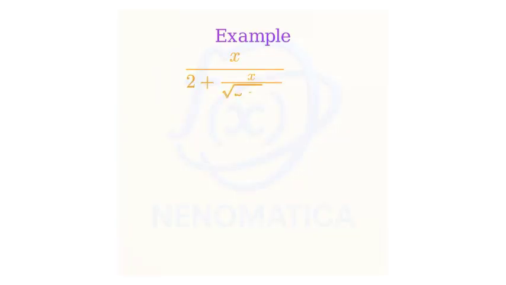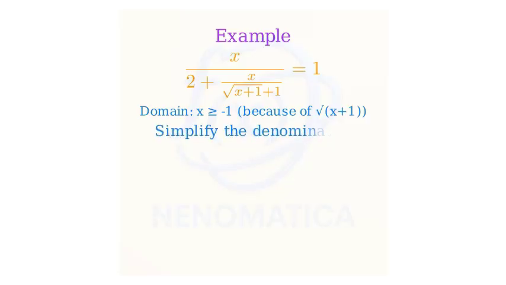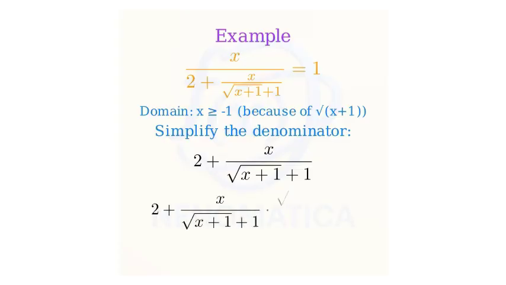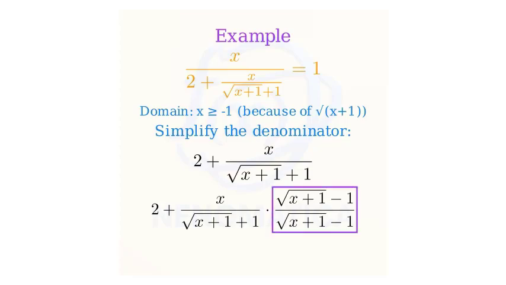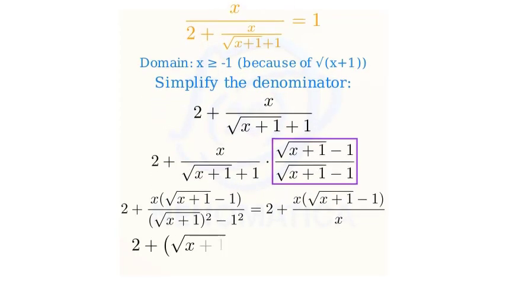Example: we will solve the equation x over the quantity 2 plus x over square root of x plus 1 equals 1. We will simplify the complex fraction first, then isolate the square root, square both sides, and finally check for extraneous solutions. Step 1. Simplify the denominator 2 plus x over square root of x plus 1 plus 1. We rationalize the inner denominator with its conjugate, square root of x plus 1 minus 1. After multiplying top and bottom by the conjugate, the difference of squares gives x in the small denominator. This simplifies to 1 plus square root of x plus 1.